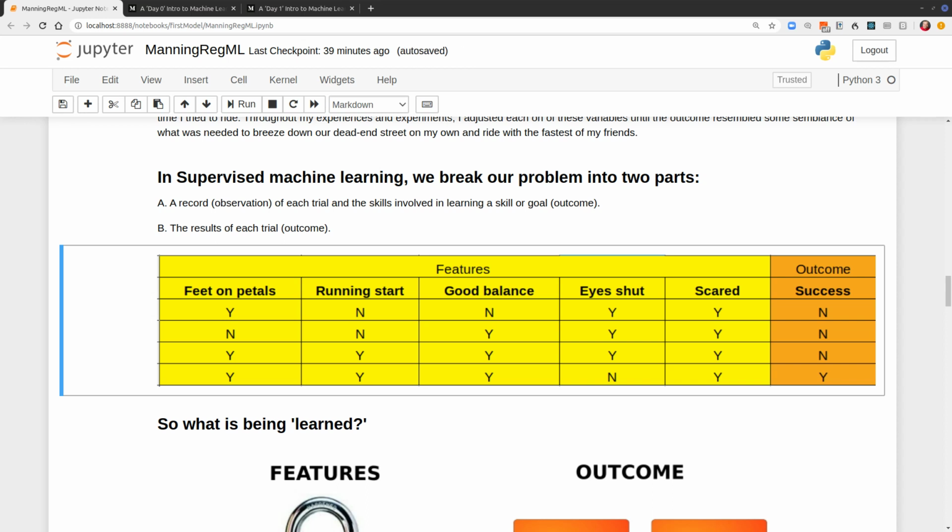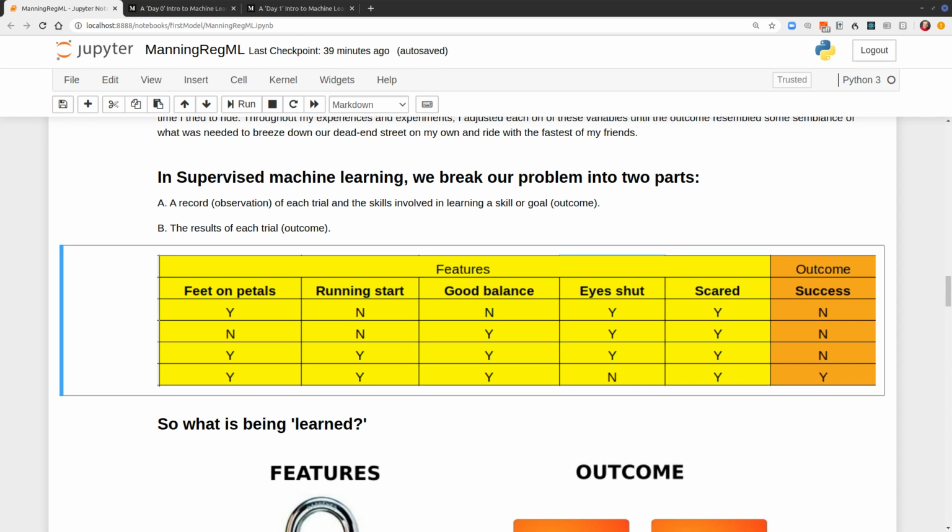So I've got the features here, the things that are really important for riding a bike. I've got those highlighted in yellow in separate columns. Were your feet on the pedals as you started to ride a bike? Did you get a good running start to get your momentum? When you got your momentum up and you jumped up on the seat, did you have good balance? Were your eyes shut? Were you scared to death, right? These are humorous things, but they all go into us learning to ride a bike.